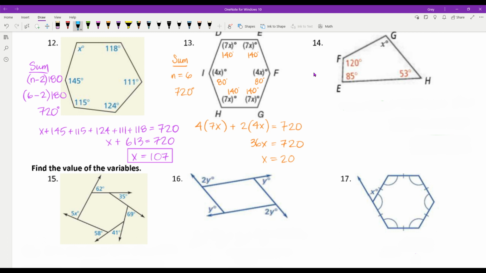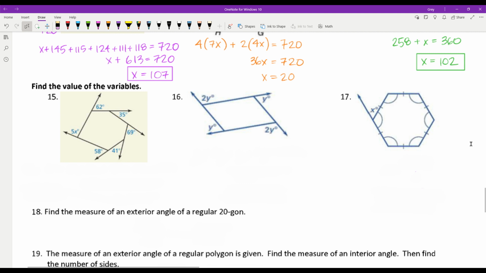Okay, that's a quadrilateral. So you shouldn't need the formula because it's easy to remember. It's just 2 triangles. So I'm going to do 120 plus 85 plus 53 plus x is equal to 360. When I add those up, I get 258 plus x equals 360, and x equals 102. All right, those were all interior.